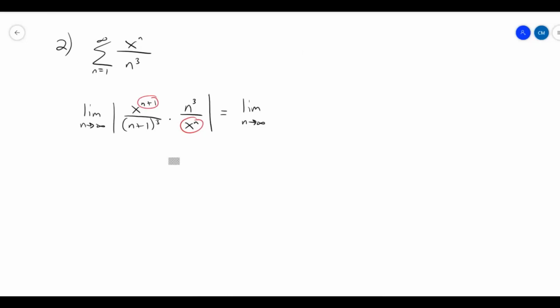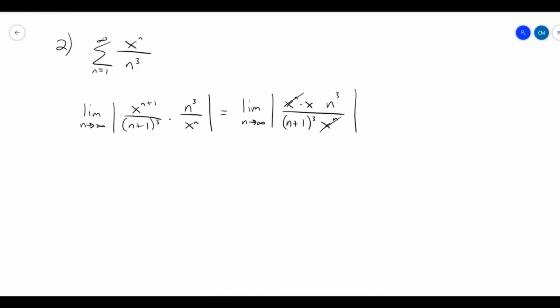So if you want to think of it like that, you certainly can, or you can use the other property of exponents where you write it as x to the n times x, however you prefer. And then we have n to the third, I have n plus 1 to the third. We have x to the n here. So now we can see either way that that's going to cancel. We're just left with an x there.